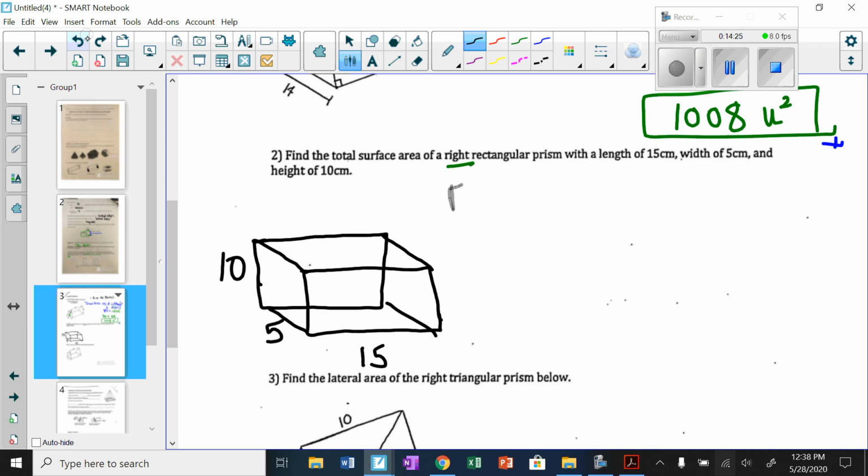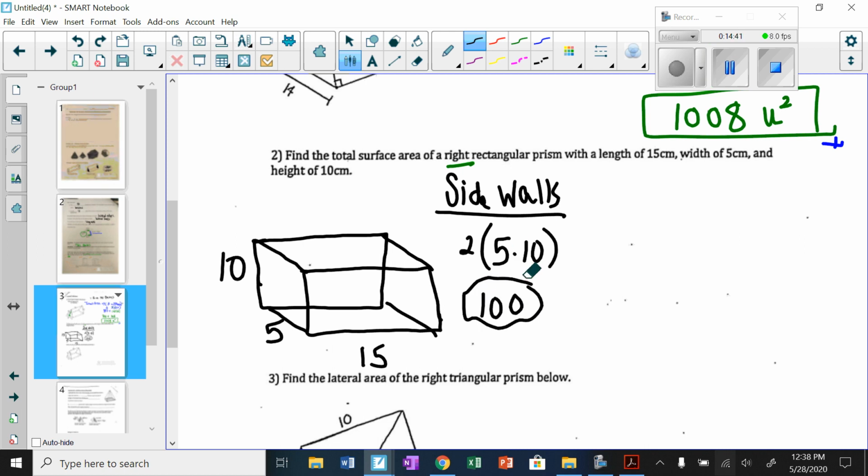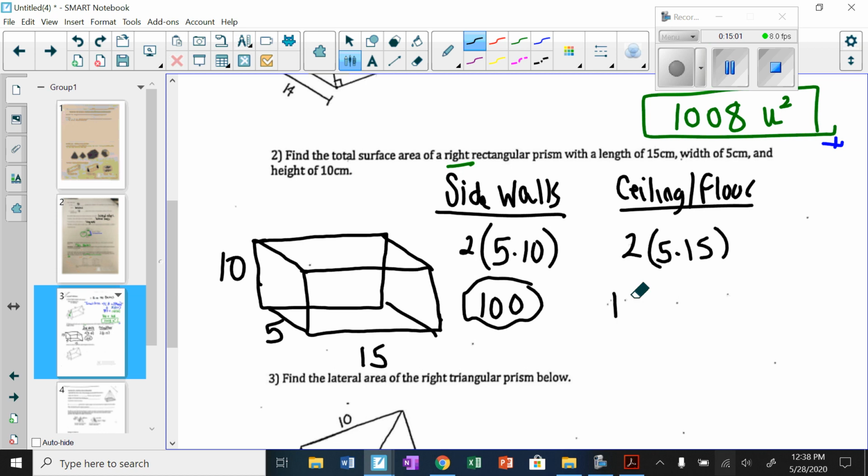All right, so let's find the side walls. So we're going to say 2 times, because there's 2 walls, and then we have 5 times 10. So we're 2 times 50, which is going to be 100. Let's figure out the top, ceiling, and floor. So that's going to be 2 times 5 times 15, which is 75. 2 times 75 is going to be 150.